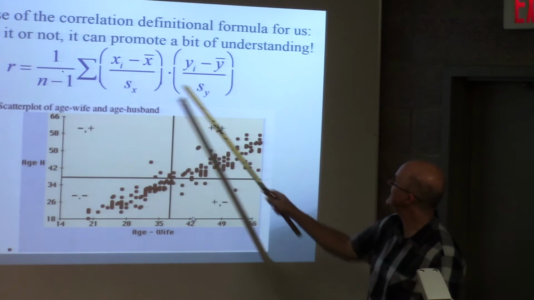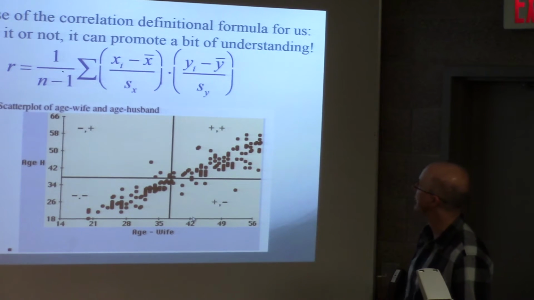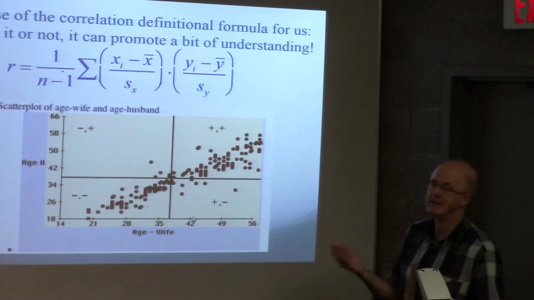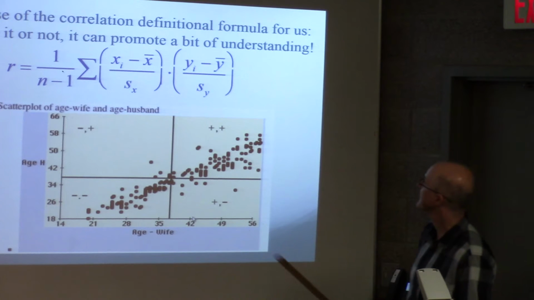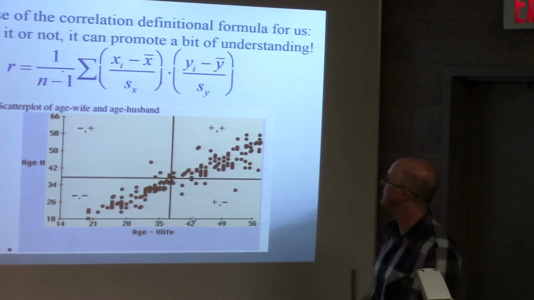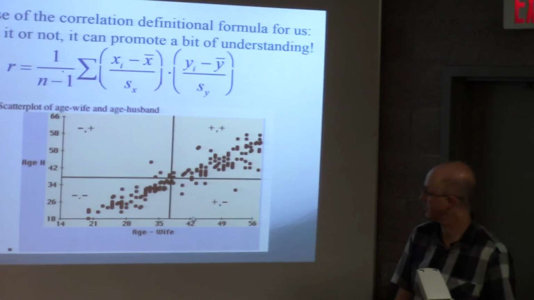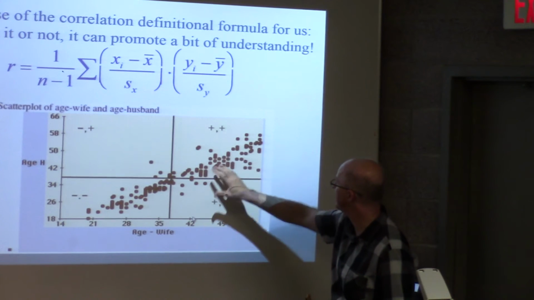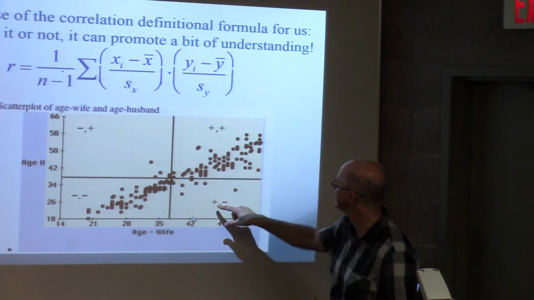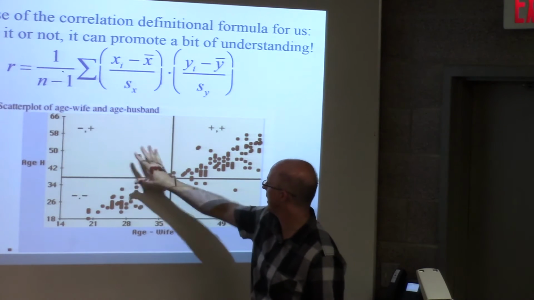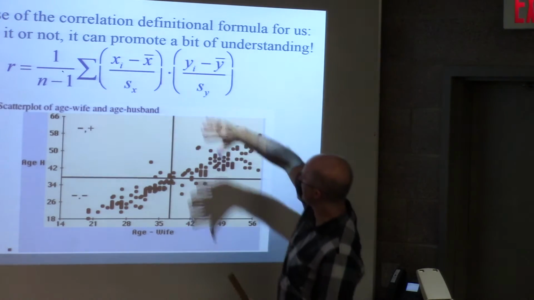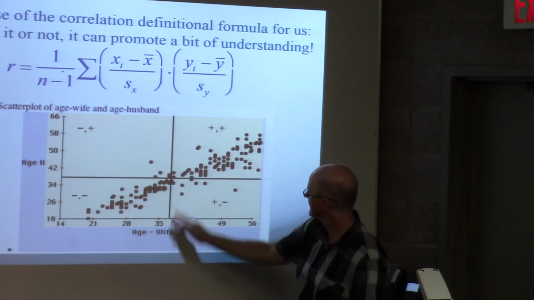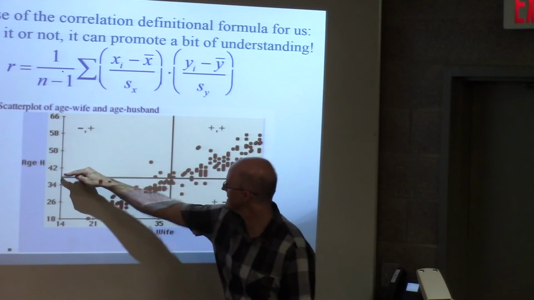Again, in the formula, these quotients, these fractions, represent standardized values of x and y, essentially, because you're subtracting a mean and dividing by a standard deviation. So they are positive for points that are above average and negative for points that are below average. Points that are over here are above average for the wife, corresponding to these plus signs, and points that are over here are below average for the wife. Points that are above the mean of the husbands, by the way, these lines are supposed to be at the means. This is the mean of the wives, this is the mean of the husbands.